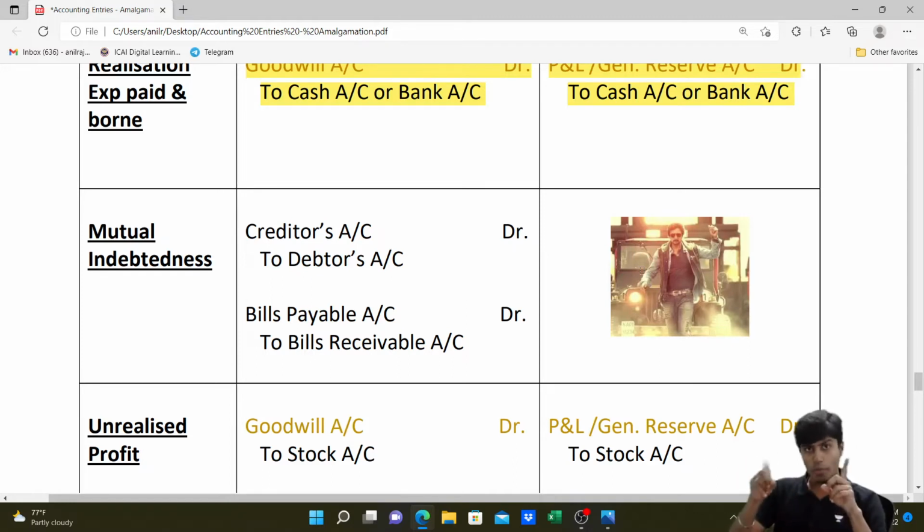When either of them owes money to the other, when there are two distinct companies, it's okay. Here debtor is recorded, here creditor is recorded, here bills receivable is recorded, here bills payable is recorded.